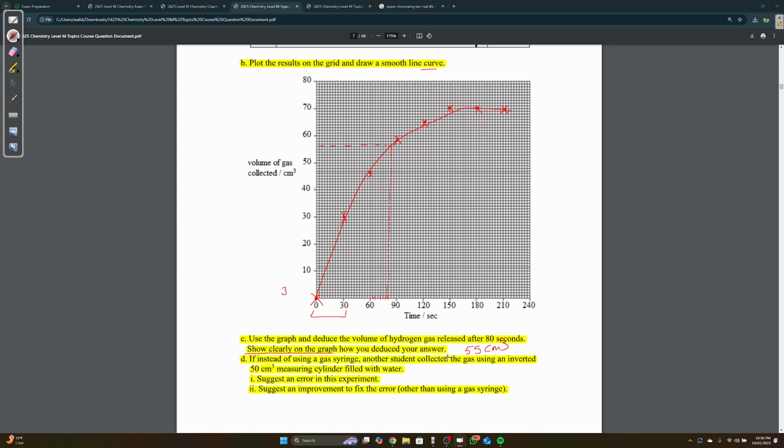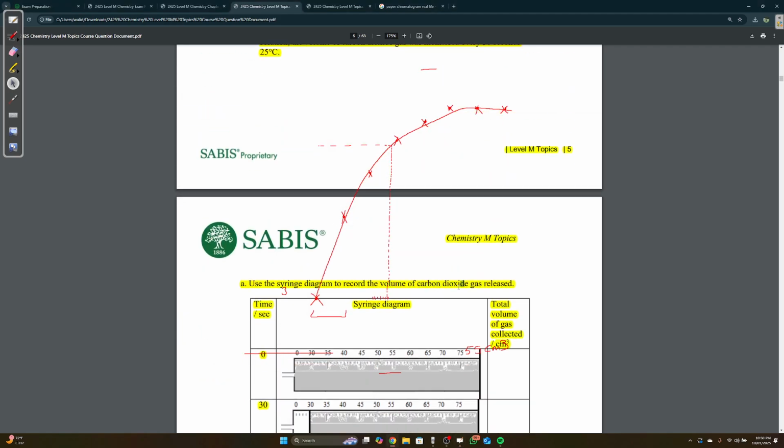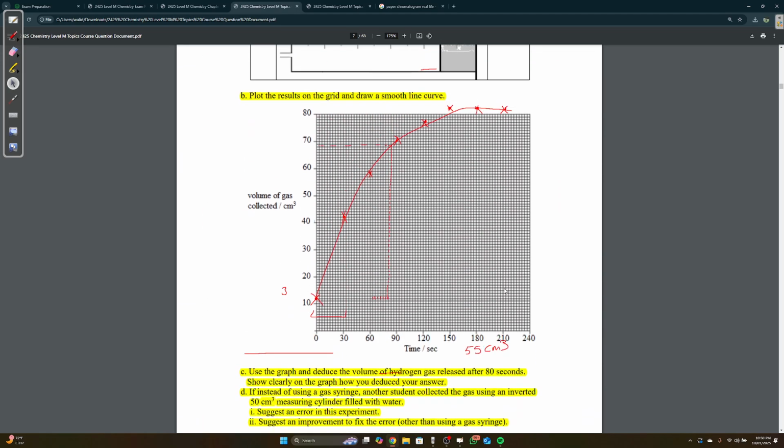If instead of using a gas syringe, another student collected the gas using an inverted 50 centimeter cube measuring cylinder filled with water. Okay, let's see. What's the gas we're collecting here? Carbon dioxide. Okay, carbon dioxide.